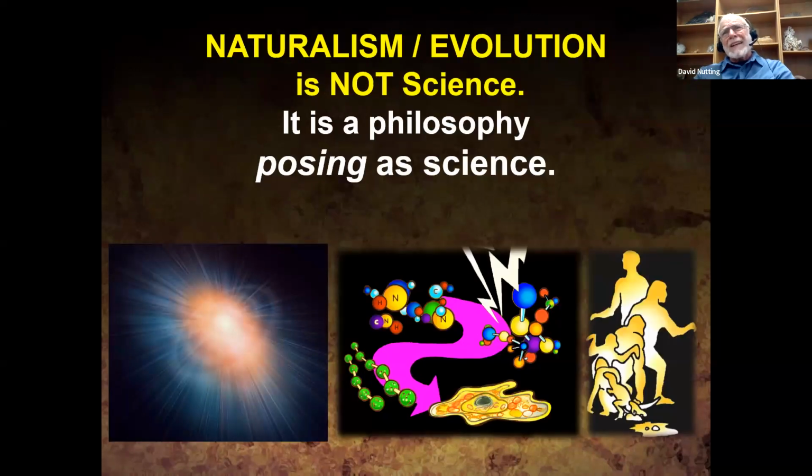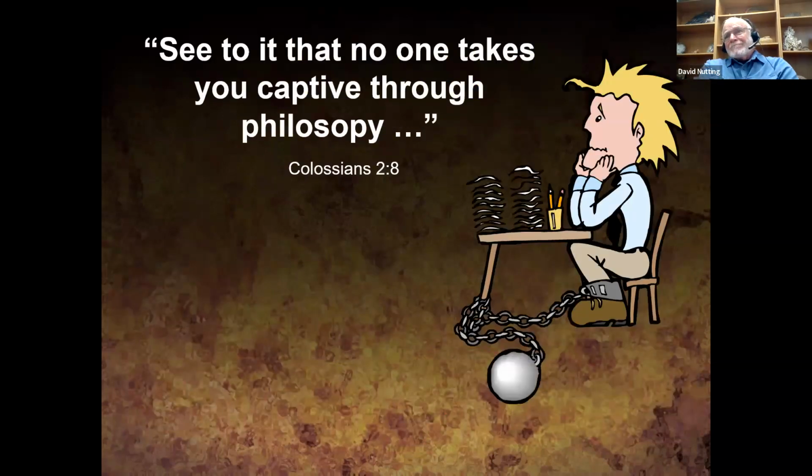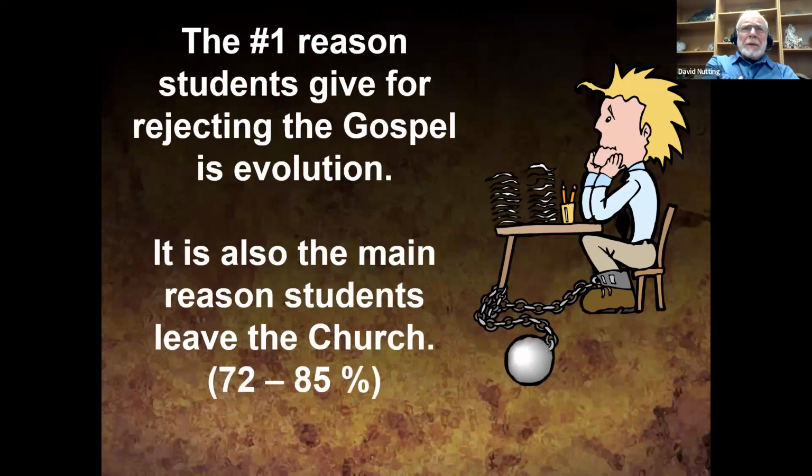Okay. And it turns out, again, as I said, evolution is not science. It's a philosophy, posing as though it were science. Colossians 2:8 is very clear. Listen to the emphaticness of it. See to it, see to it, that no one takes you captive through philosophy. If evolution and naturalism is a philosophy, don't be taken captive by those, okay? It's very important because the number one reason students give for rejecting the gospel is evolution. But it's also the main reason students end up leaving the church, and the attrition rate from churches of their graduates, these are evangelical church kids, 72 to 85% have nothing to do with the church after they graduate. That's sad, but that's the state of affairs right now.